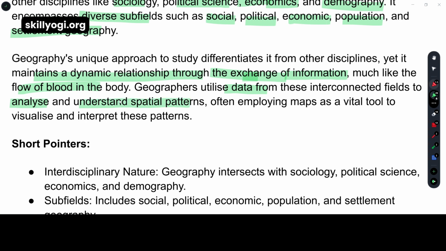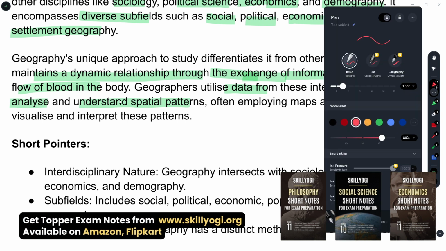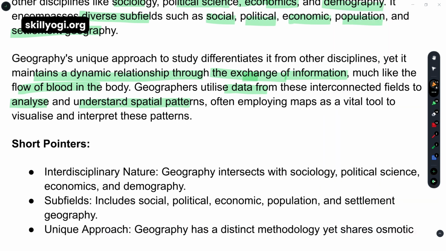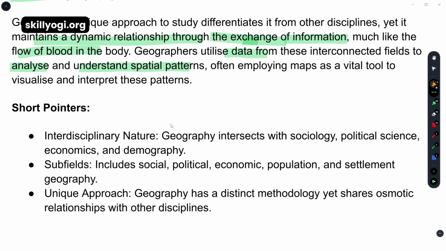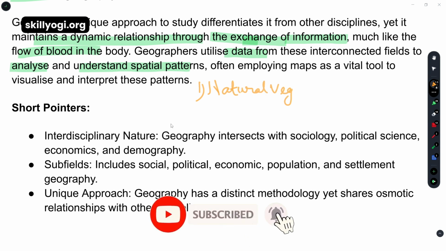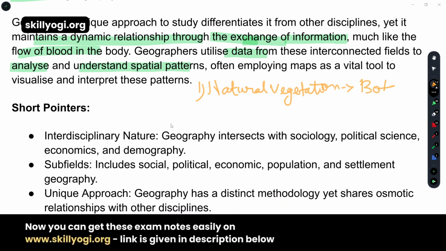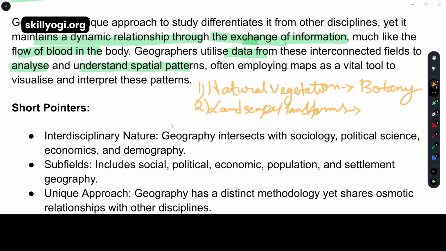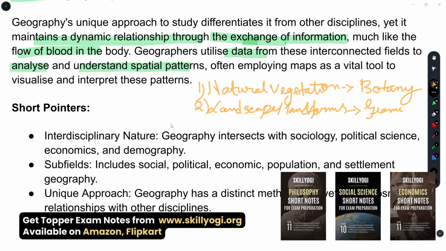If I give you one example, if I am writing over there, just understand it very well. Like, you are learning now, just imagine you are learning natural vegetation. Okay, so vegetation is completely related to a part of natural science which is botany, right? Come to the landscape or the landforms you are now learning. It's a part of geomorphology.